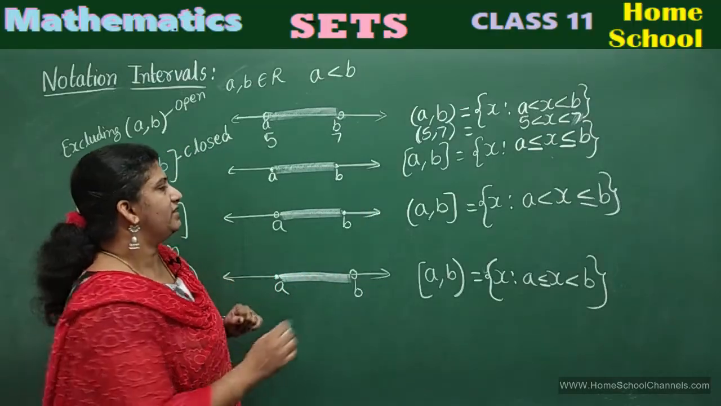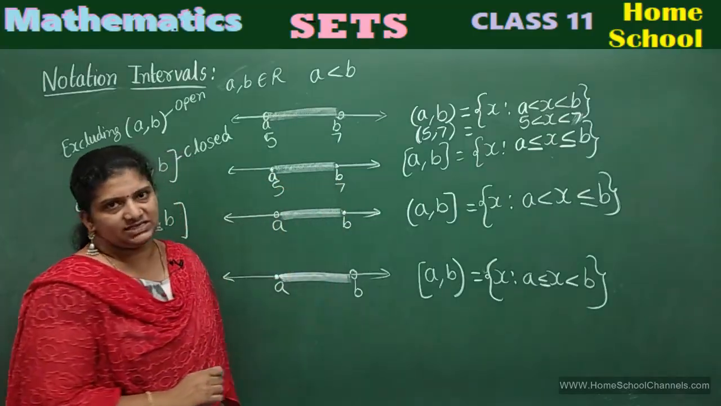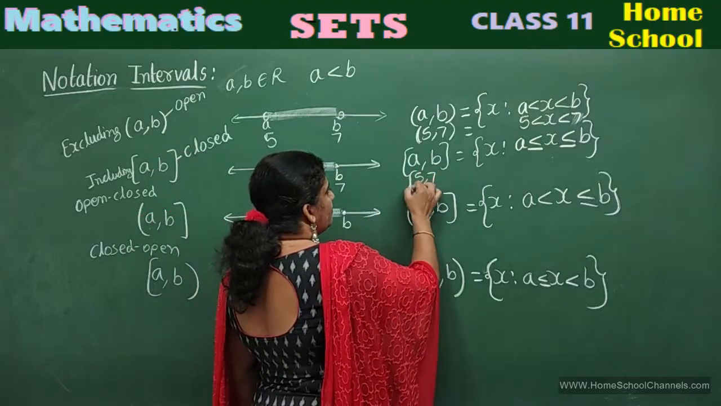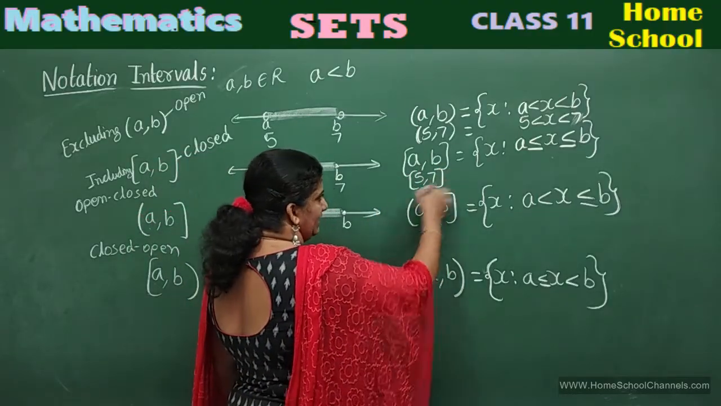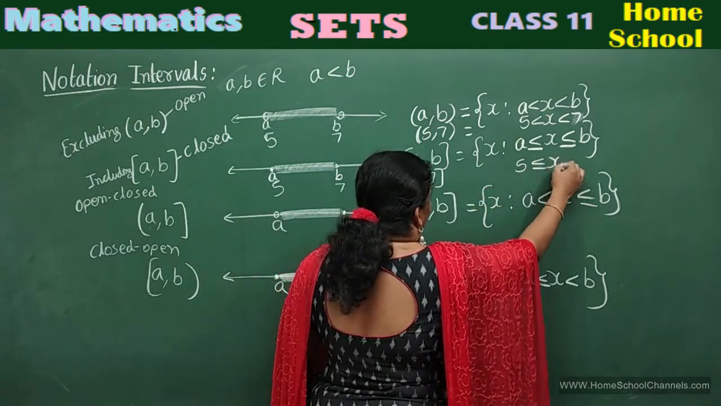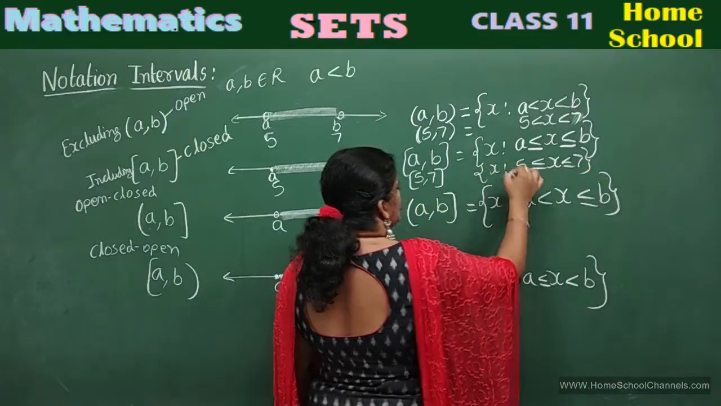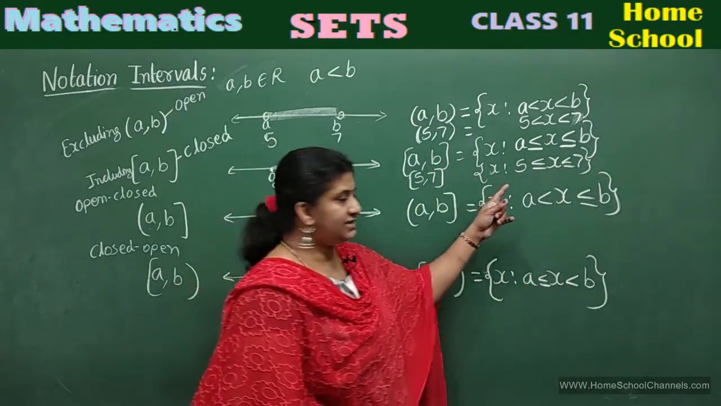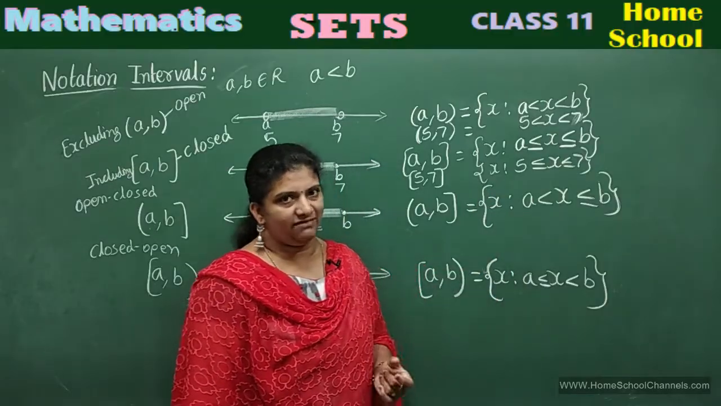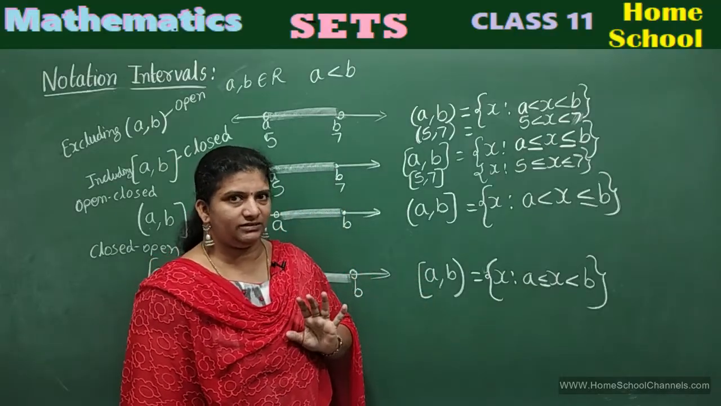Right? Next one. Same 5, 7. I have taken A value 5, B value 7. And now if I take this bracket, 5, 7 closed interval, what can you say? See here, X is such that X is greater than or equal to 5, less than or equal to 7. 5 and 7 both are there in the set.